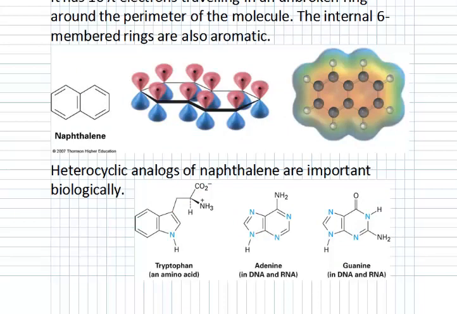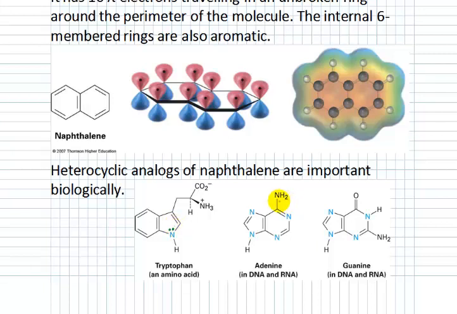Heterocyclic analogs of naphthalene are important biologically. Take a look at all of these compounds that have 2 aromatic rings fused together, right? In most cases, one is a benzene and another is a nitrogen containing ring, like pyrrole, or in this case, tryptophan has a 6-membered benzene ring with a pyrrole type ring attached, and then some other stuff, some amino acid type group there. But the lone pair of that nitrogen is part of the aromatic system.